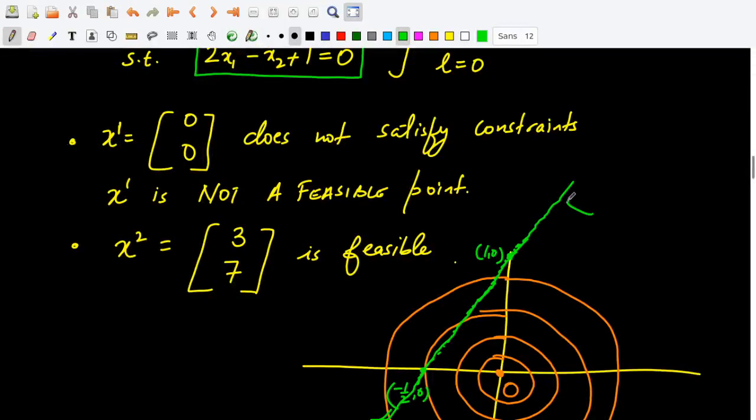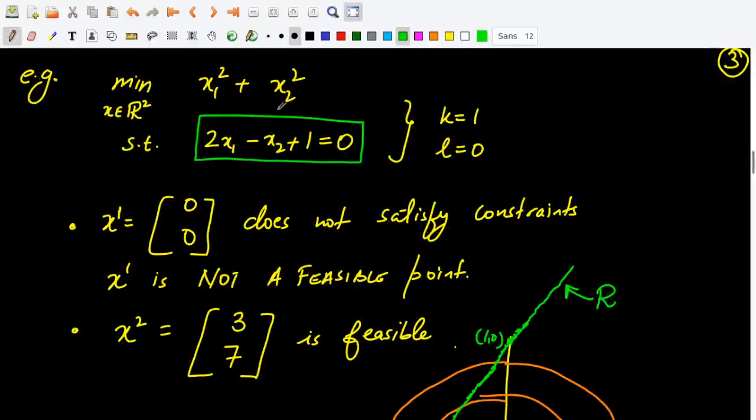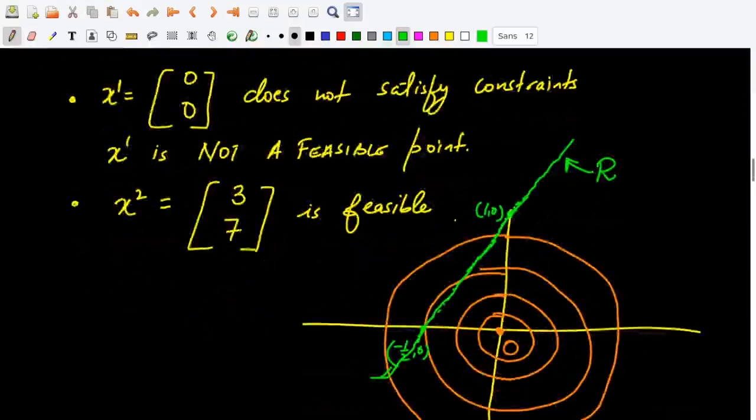so my feasible region is actually all points on this green line. Okay, and as I move along this line, my objective function will keep changing, and I would like to find a point which has the minimum value of x1 square plus x2 square in this region R. So it's not too difficult to see that the point minus 2 by 5, 1 by 5 is optimal for this problem.